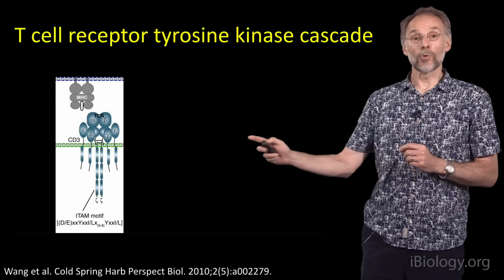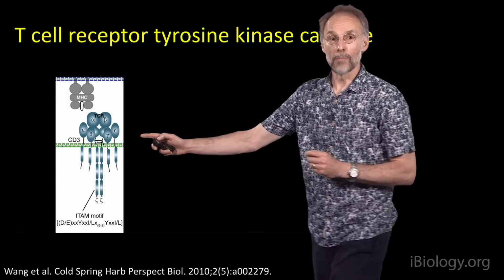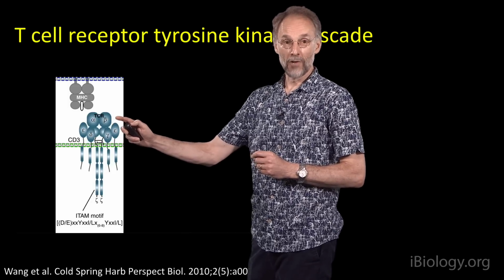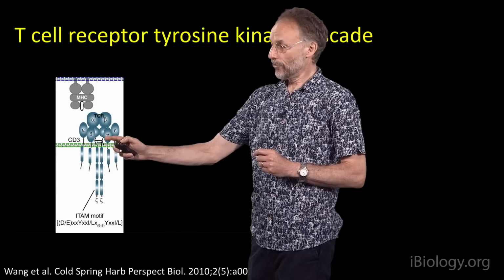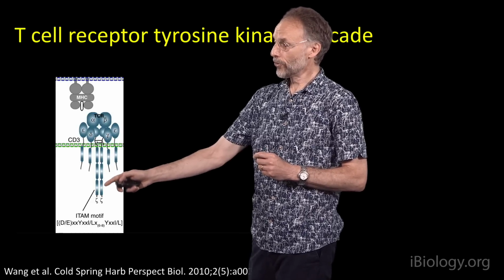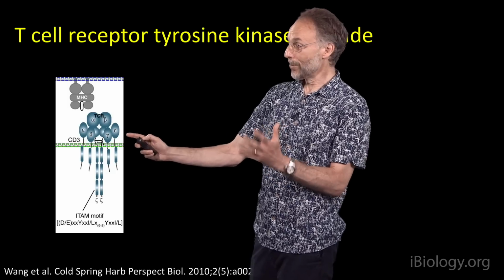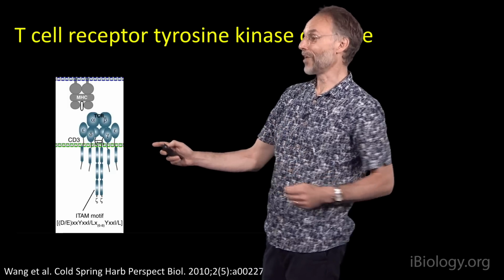So the T cell receptor itself is a signaling molecule. So this is basically a schematic of the T cell receptor. These parts here are involved in antigen recognition. These parts here are involved in signal transduction. They're non-covalently associated with each other, so it's quite a complicated feat to basically build this complex.